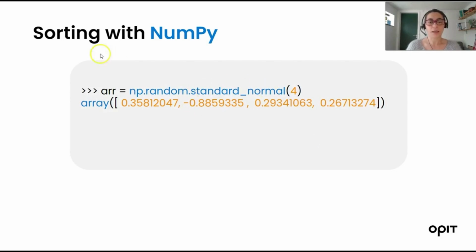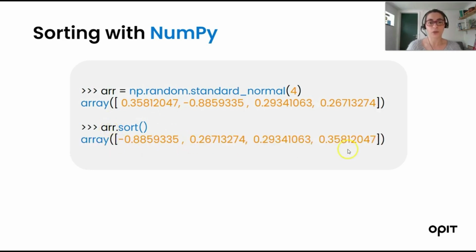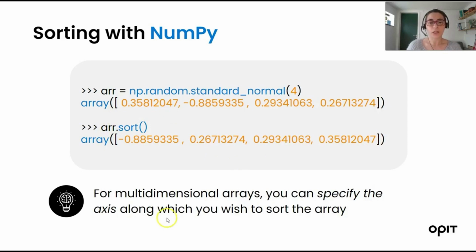So here assume that we have created an array with randomly generated numbers. Here's a one-dimensional array of 4 randomly generated numbers, and we wish to sort these numbers. We can simply call the sort method on the array we wish to sort, and as a result we get a sorted array. Also here, if your input array was multidimensional, you could specify the axis along which you want the sorting to happen, along the columns or along the rows, as we did earlier with the mean function.